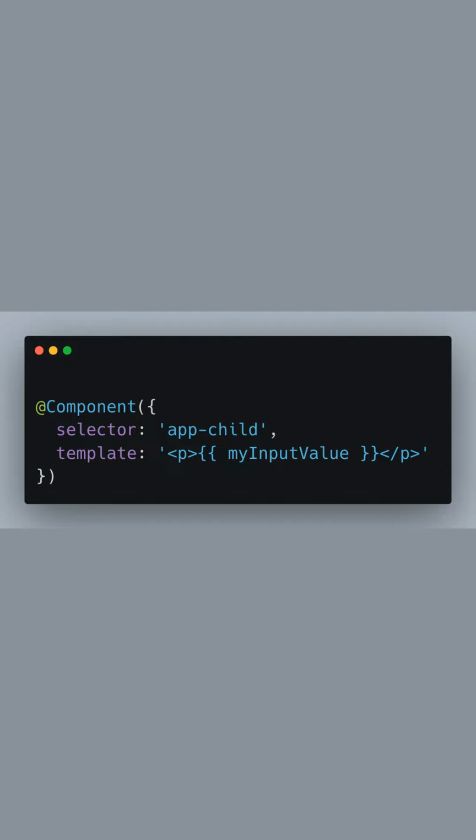Next, we define the Component decorator where we specify the component selector app-child. This is what allows us to use this component within a parent component's template. The template for this component simply renders a paragraph element displaying the myInputValue property.